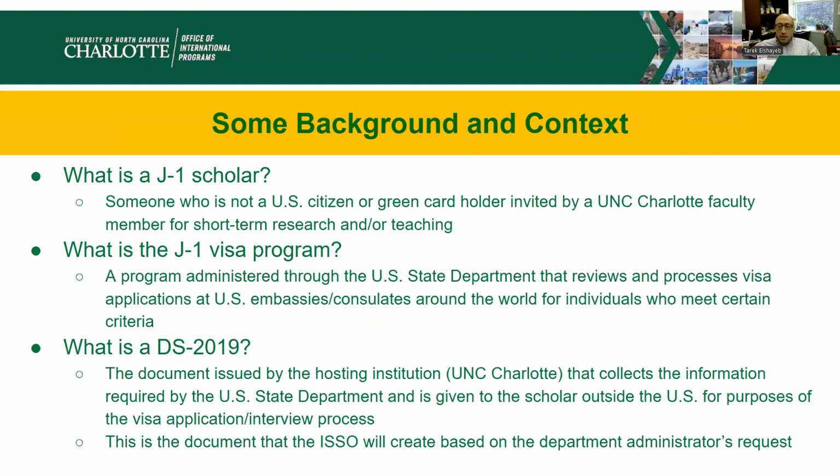Some background and context. What's a J-1 scholar? The United States has visas from A as in Apple to V as in Vector, and each visa has its own rule and regulation. The J-1 is a visa designed specifically to allow visiting scholars to come to this country to conduct research or teach. So it is simply someone who is not a US citizen or green card holder, invited by a UNC Charlotte faculty member for a short term to do research or teach.